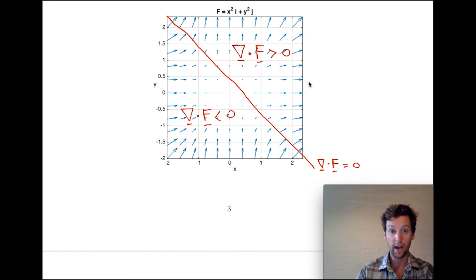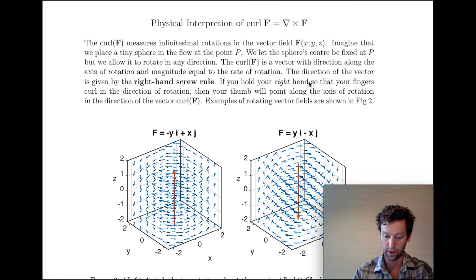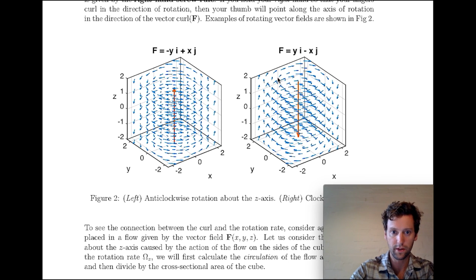Let's now take a look at curl and try and understand what the physical interpretation of curl is. Well, curl is going to tell us about whether or not our flow is rotating in space. So again, if we imagine our flow is represented by a vector field, then if I have a vector field that is rotating around in this direction, then I will have a curl that's pointing upwards. And if I have a vector field that's pointing in the opposite direction, I'll have a curl that's pointing downwards.